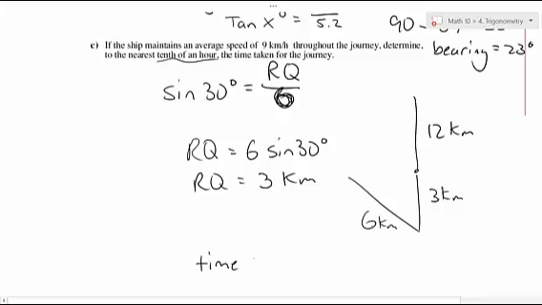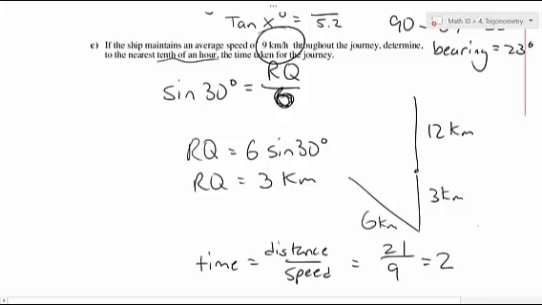Time equals distance over speed. So that is 21 divided by 9 kilometers an hour. And that equals 2.33. And we were asked for the nearest tenth of an hour, so that equals 2.3 hours. And there you have it.